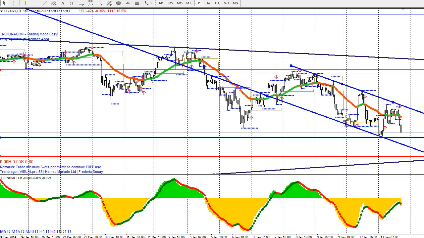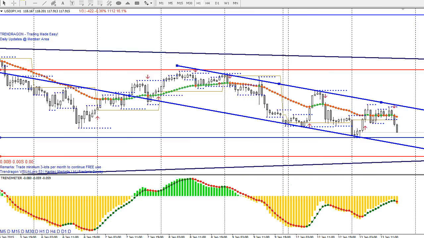Okay, on the hourly right now, trend dragon doesn't give you any signal. So on the downside, you may want to go into the lower time frame if you want to follow that downtrend channel. But the upside is quite better, because if you want to go to the upside, you would want to wait for the break of this channel here, which would be around 118.73.